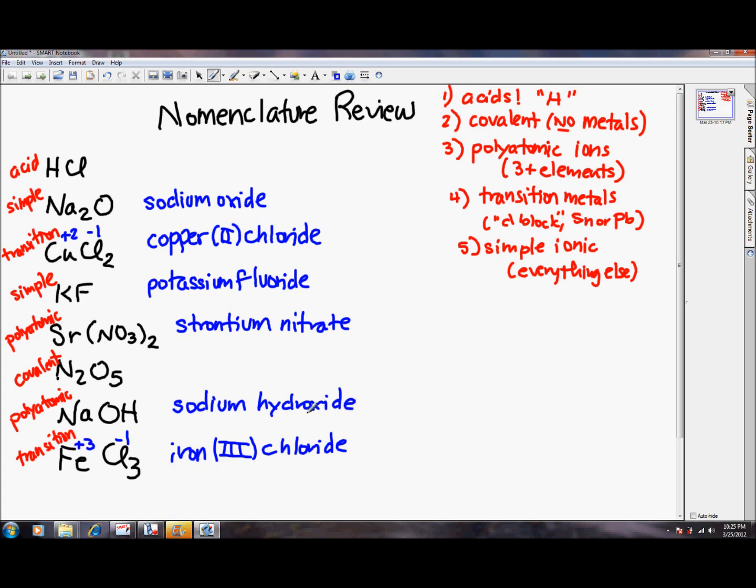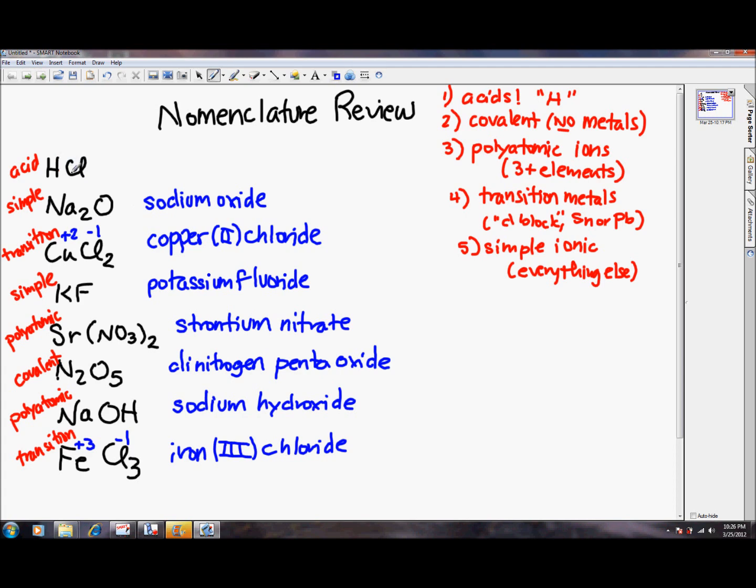Okay, next one are covalent compounds. Remember the covalent compounds? We're simply going to turn these numbers into prefixes. This means there's a 2, N2, 2 nitrogens, so that's dinitrogen. Okay, 5 O's. The prefix for 5 is penta. And this is going to be oxygen. It's going to become oxide. Pentaoxide.